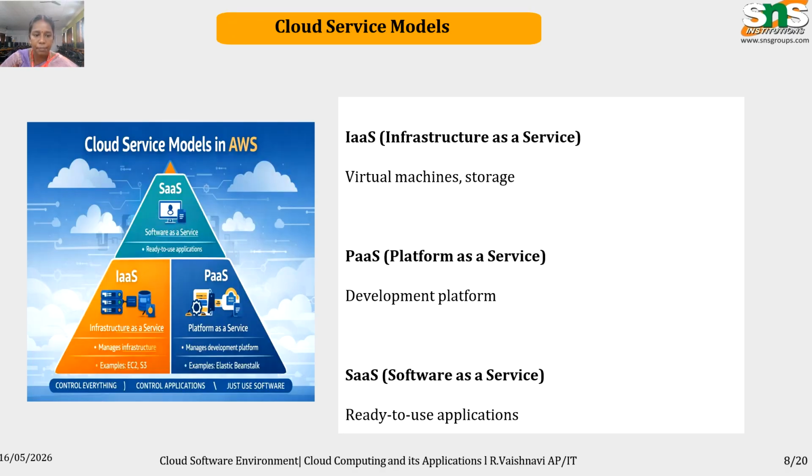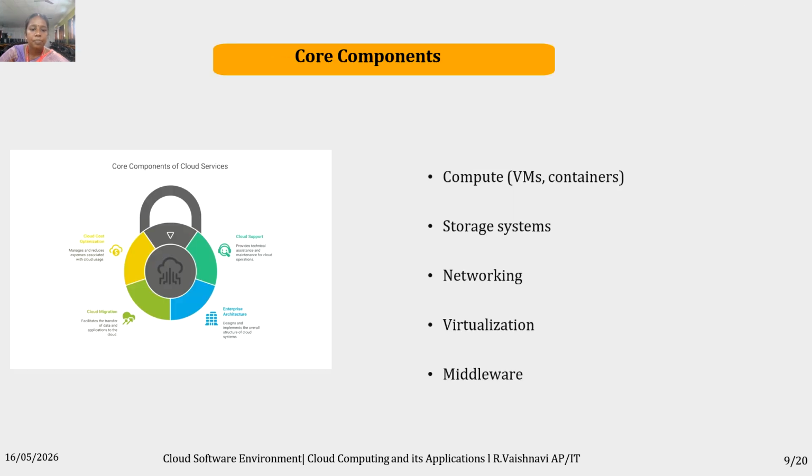And then cloud service models. Here we have three main service models, that is infrastructure as a service, platform as a service, and then software as a service. Infrastructure as a service manages the infrastructures. Examples are EC2 and S3, that is virtual machines and storage devices. Second one will be platform as a service. Here they manage the development platform. Example will be Elastic Beanstalk. And then third one will be software as a service. It is a ready to use application.